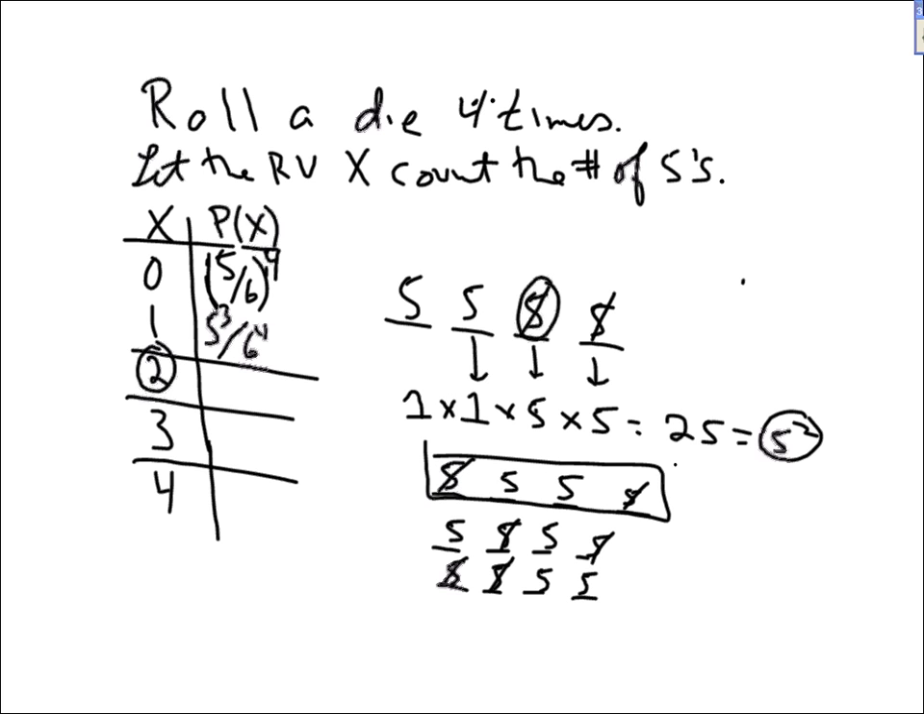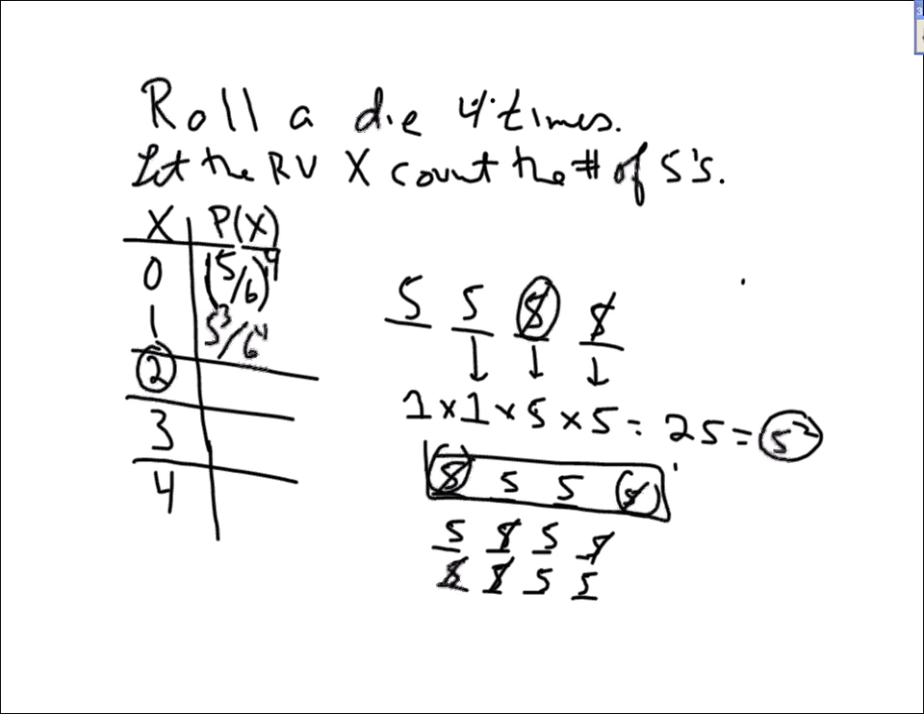For example, you could have 1, 1, 1, 5, 5, 3. Notice the first and the last position was not 5. Or you can have 1, 5, 5, 4. Or you can have 3, 5, 5, 6. Or 6, 5, 5, 2. There's many different ways. There's 25.